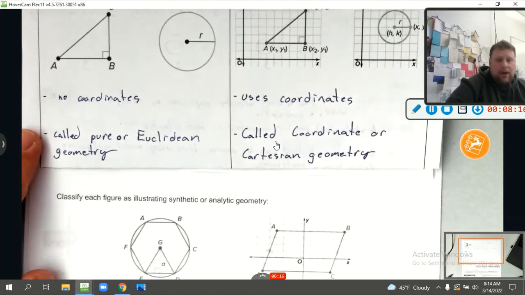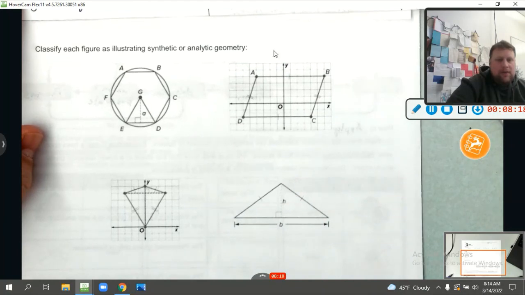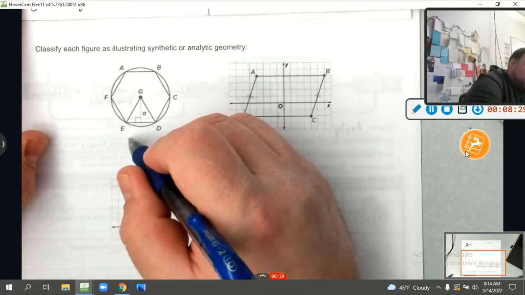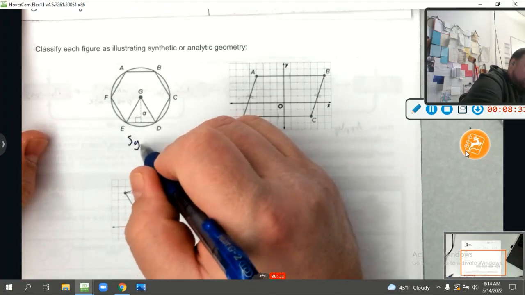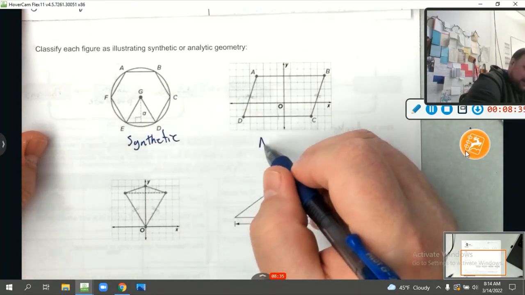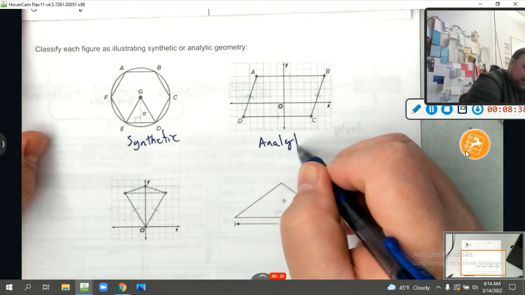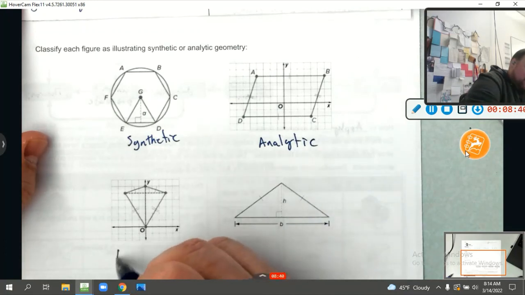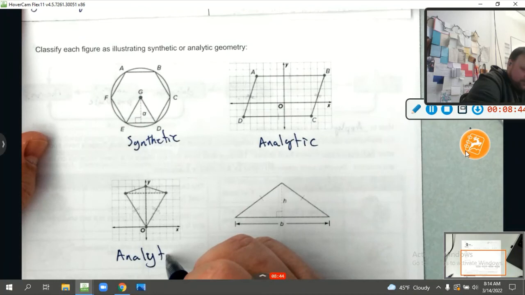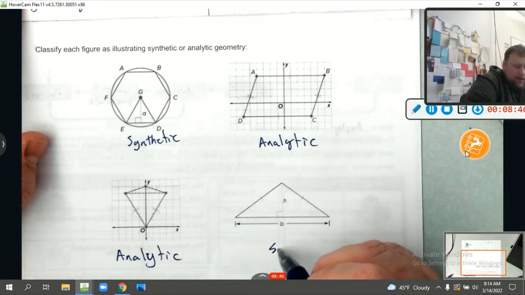So I want to go down here, and let's just take a minute, and I want you to use those definitions and classify each of these. Ready, set, go. All right? So hopefully you saw this was a pretty simple thing to do. What is it? This is simply synthetic. There's no coordinates. This is analytic. There are coordinates. It's really that easy. And down here is also analytic geometry. And last, we have synthetic geometry.